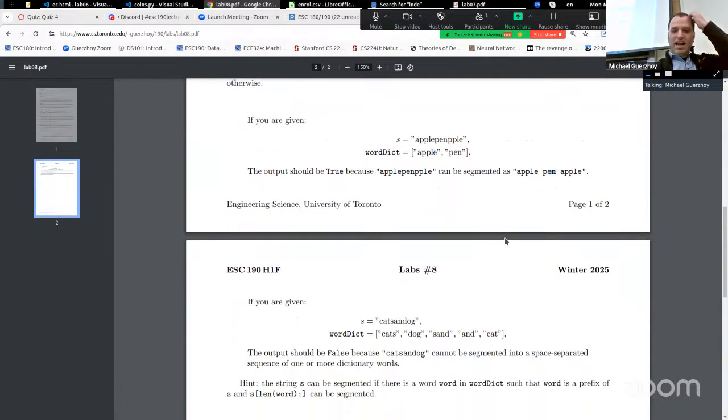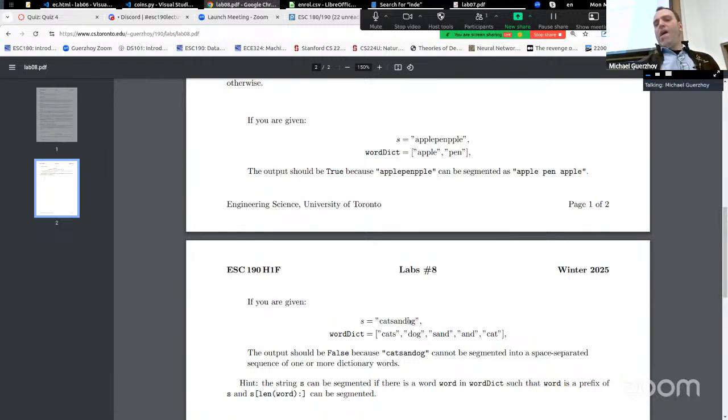On the other hand, if you're given something like cats and dog, but just the 1D, that cannot be segmented into those words because you cannot reuse the D or whatever. It could be that there is a letter that doesn't fit at all. Make sense? Does the task make sense? Does the task not make sense? Okay.